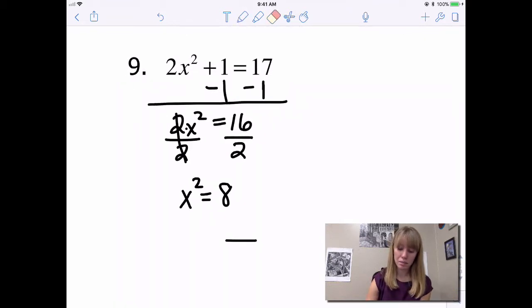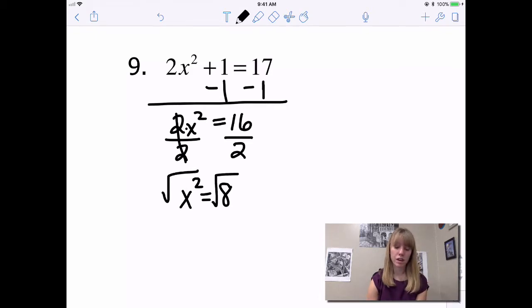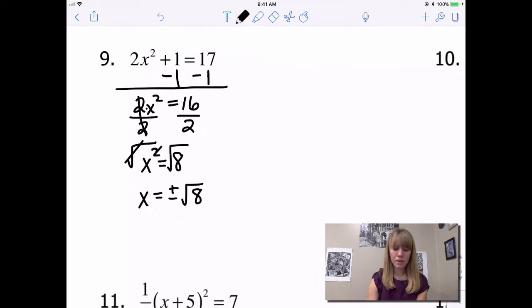And now here's kind of the money step, the new thing for today. We've isolated x squared. We've gotten the square by itself. So to undo the square, we're going to take a square root. Our square and our square root will cancel, and we'll get x is equal to the square root of 8. What we have to remember is our plus and minus. But now we've already dealt with problems that looked like this, square root of 8.